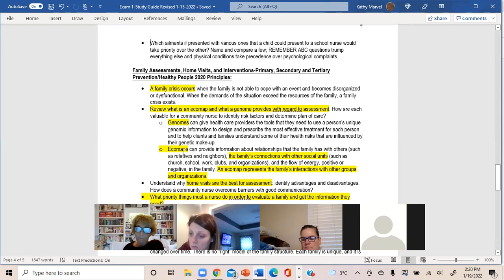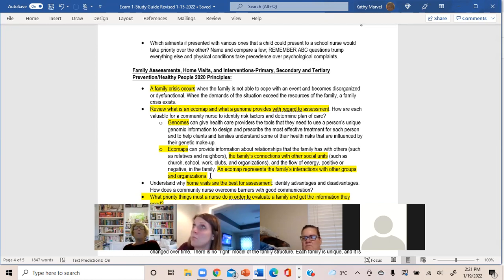On the flip side, you have your ecomap, which is the current status. Ecomaps are the family's connections with other social units. So how is the family connected in the community? Kids go to school, kids play sports, go to church, work, clubs, organizations, volunteers. An ecomap represents a family's interaction with other groups and organizations. Is the family social butterflies, or are they kind of, not hermits, but just very introverted?